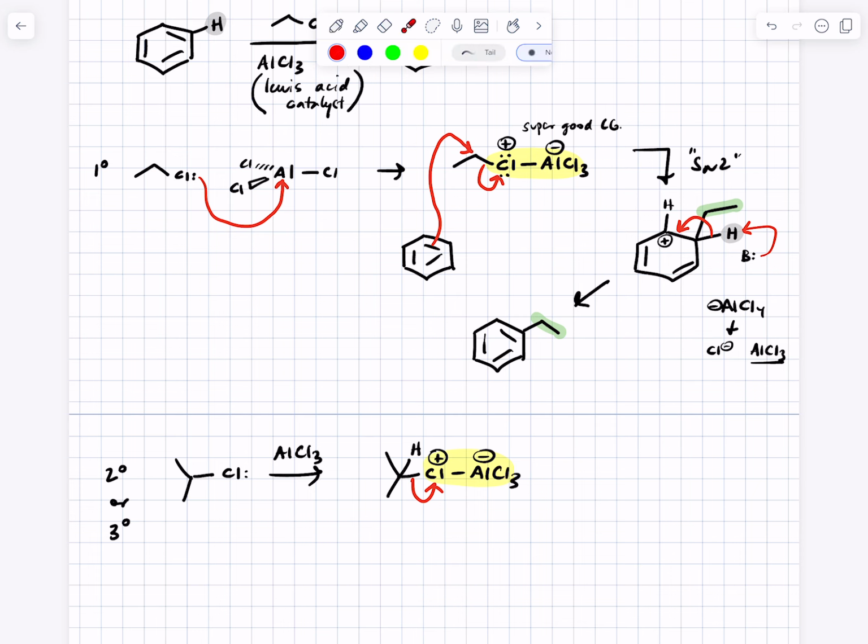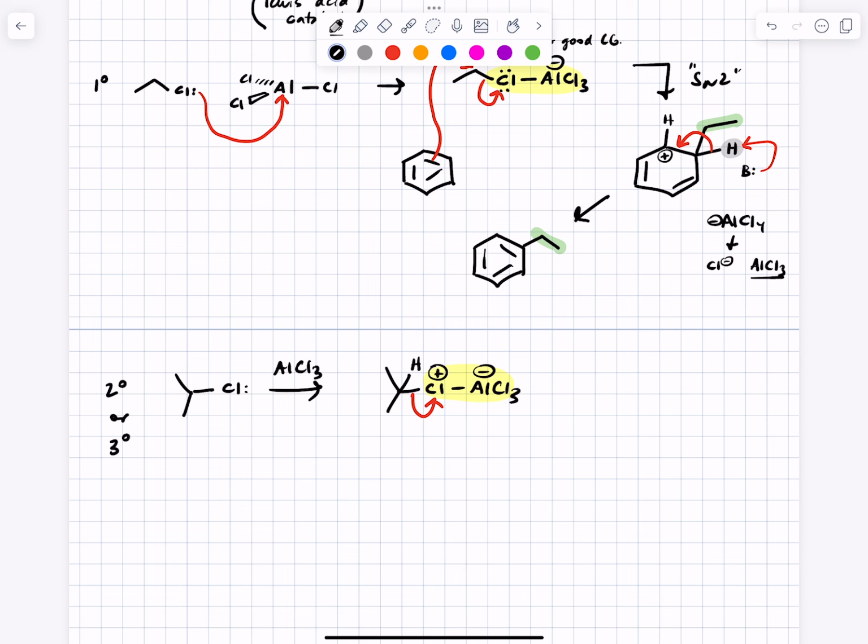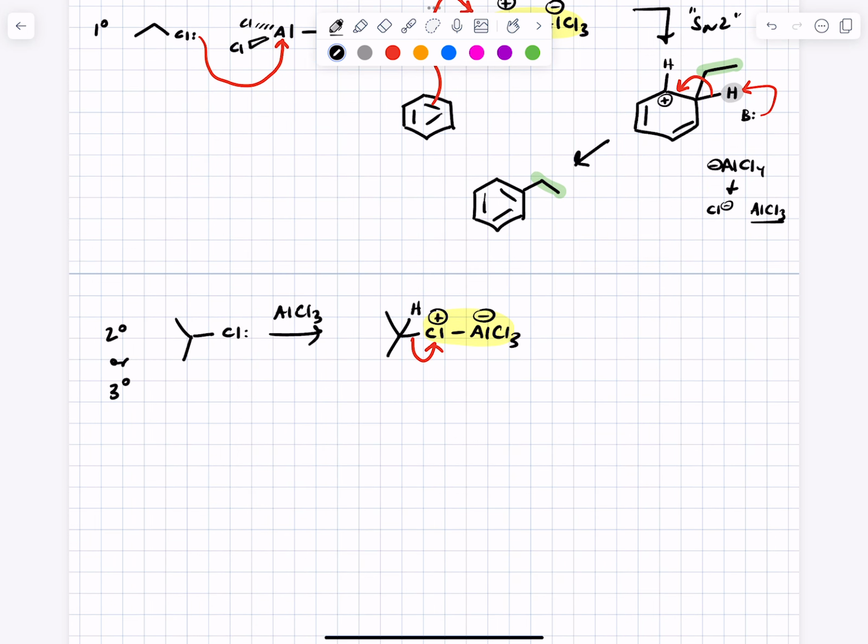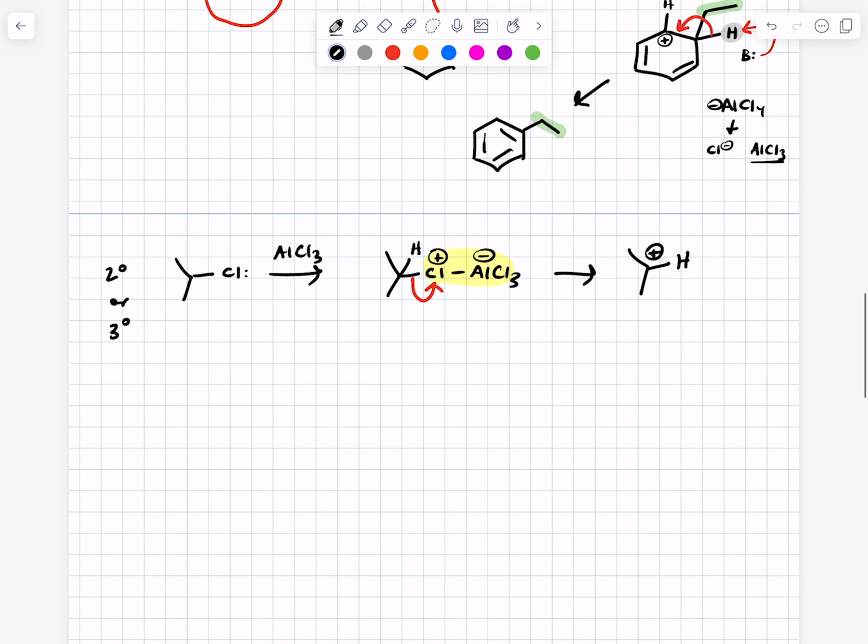It's thought that this happens mostly because it can. In other words, the thought is that actually the benzene ring isn't a very good nucleophile, and the primary alkyl halide can't lose its leaving group because primary carbocations are too unstable. Once you get to a secondary alkyl halide, you can in fact lose the leaving group to give you a carbocation. And that carbocation is very reactive and will react quickly with the benzene ring. So there's some sense that this reaction is faster for secondary and tertiary alkyl halides. So this is sort of SN1 style, leaving group leaves.